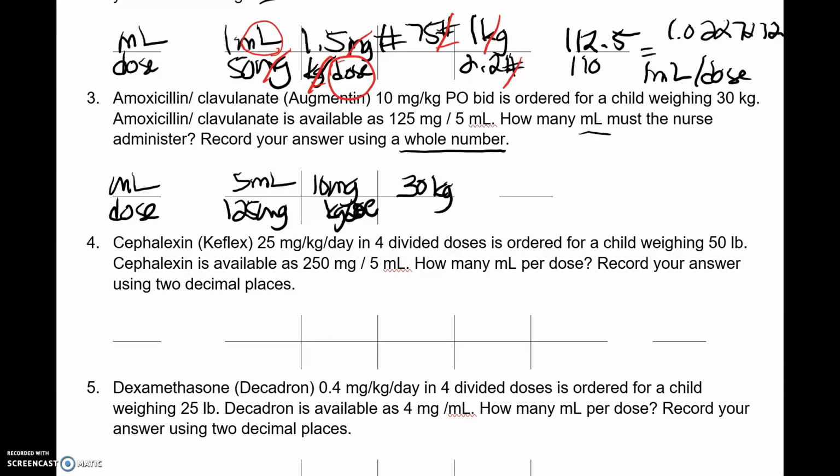Now something interesting happens. When we go to cross out, milligrams cancel, and then kilograms cancel. We're left with mLs per dose. We need no conversion factors. 5 times 10 times 30 is 1,500, and 1,500 divided by 125 equals 12 mLs per dose.